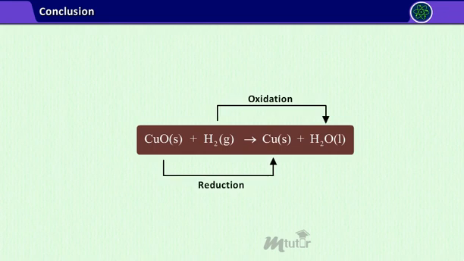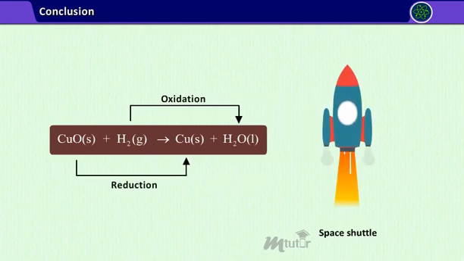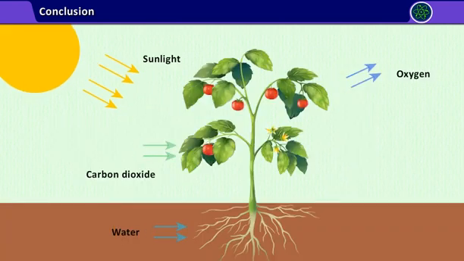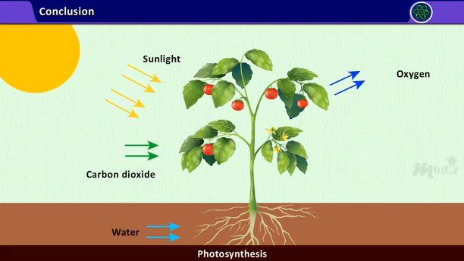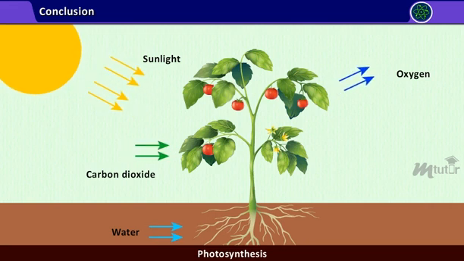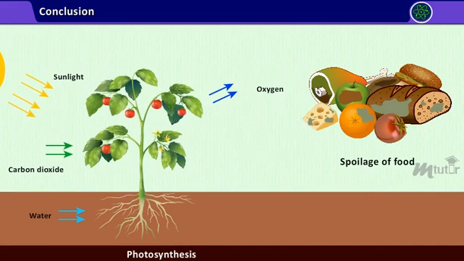Conclusion. Thus, in this module, we have learnt about oxidation and reduction reactions, that fuel the most advanced form of transportation known today, the space shuttle. Although they play a major role in the functioning of the natural environment, that is, photosynthesis, at the same time, oxidation-reduction reactions are responsible for the spoilage of food, the oxidation part of the reaction being responsible for this.